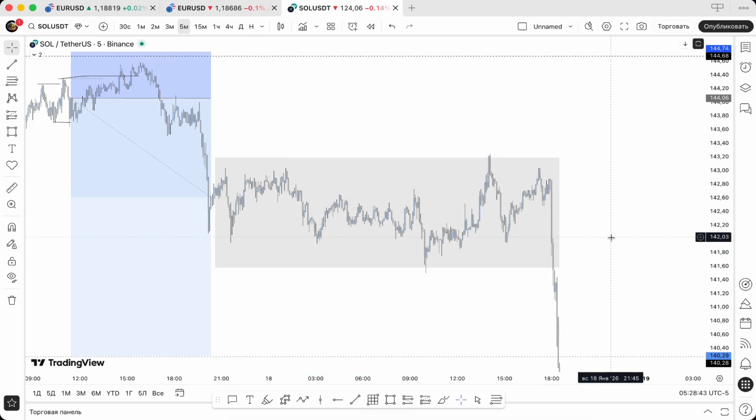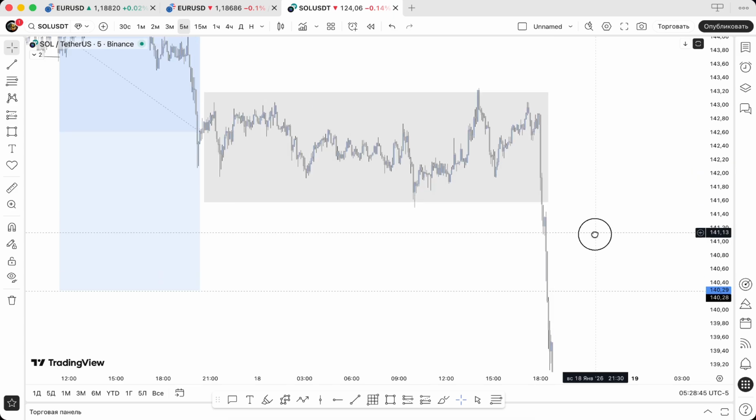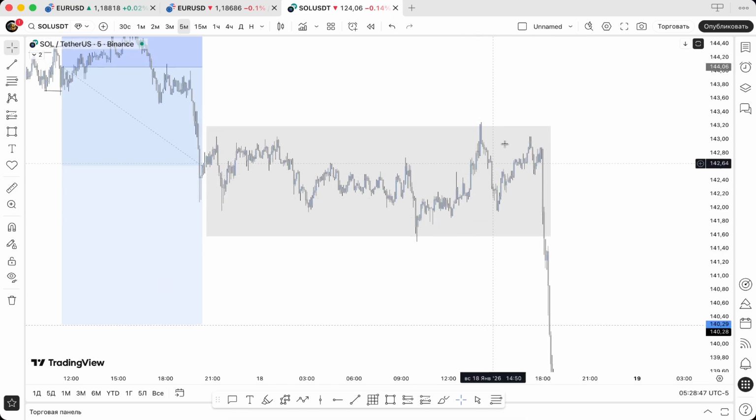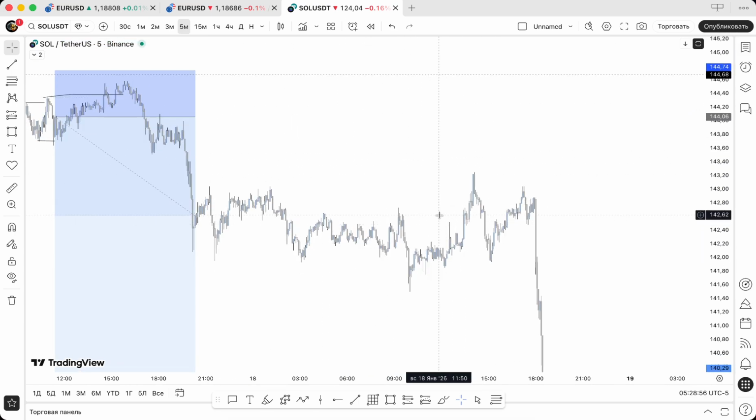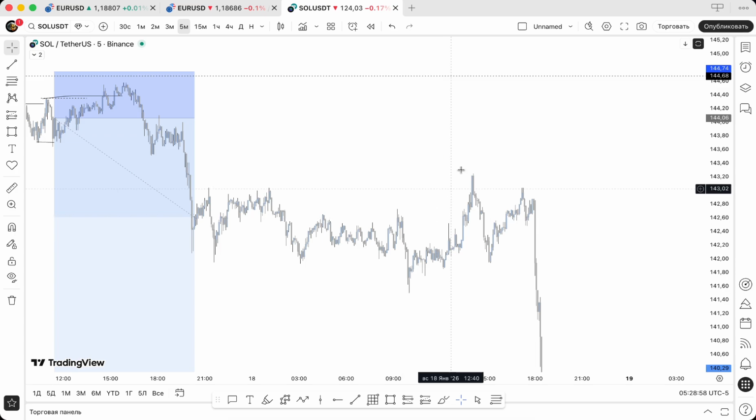Why? Because buyers entered the market, they believed that the price would go higher, and in order to gain a good short position, a large player just needs a crowd of buyers so that they buy assets from him. He calmly went on sale. Here we had the removal of liquidity, the range itself, how we looked here.